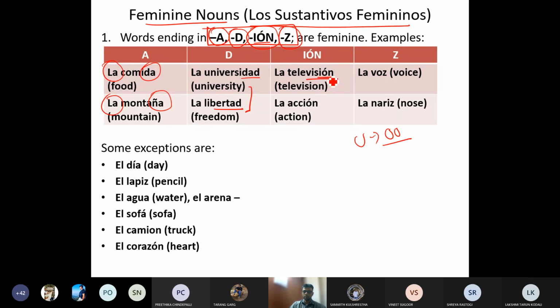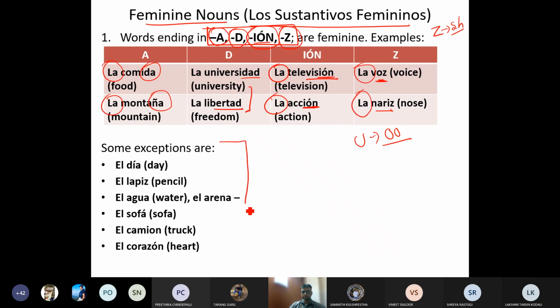Number 3, it is ION. ION is like given here in televisión and acción. You can see there is an accent also, so you have to pronounce it in the same way. So televisión, acción, and la is being used with these also. The last category is Z or zeta in Spanish. But when you are pronouncing it, it is not that Z sound. As I told earlier also, the sound for Z in Spanish is S. So it will be voz and nariz. Both are feminine, so you have to use la.